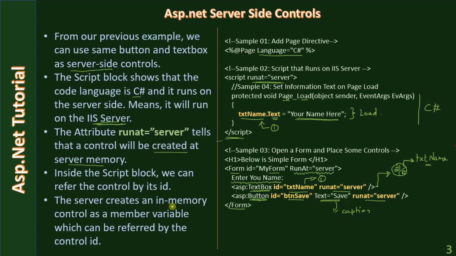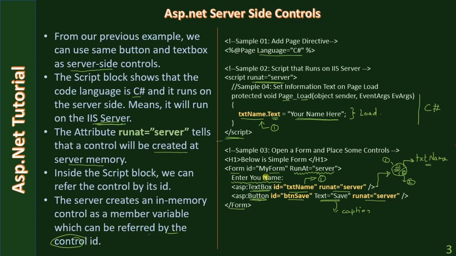So the server creates an in-memory control by reading this specific text. That's what we are saying here. If you see, there is one in-memory control. This is for text box, and there is one more in-memory control. That one is for the button. So the server creates an in-memory control as a member variable txtName. So this code goes in a class, and here we specify txtName. Right, the txtName is a member which represents a text box control. Server creates an in-memory control as a member variable which can be referred by the control ID.